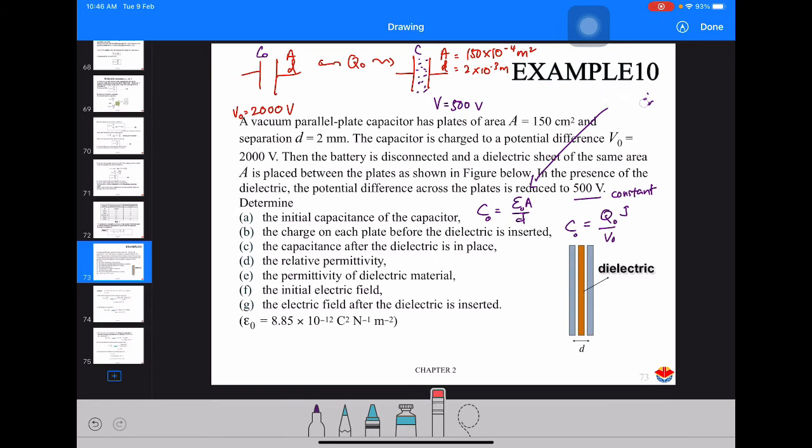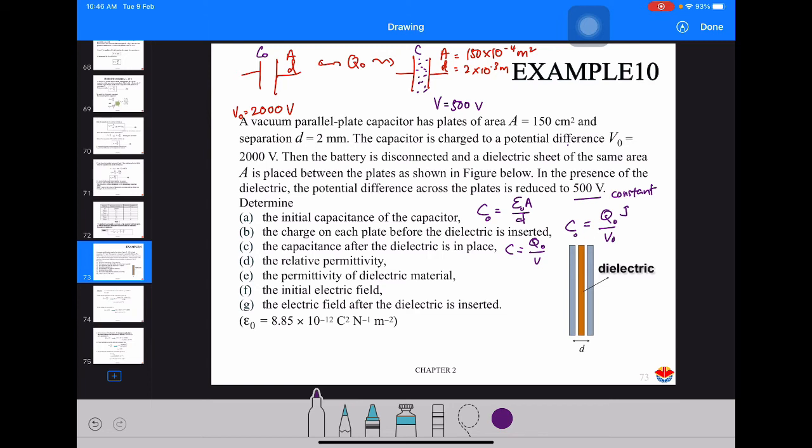But they didn't give you any values on the dielectric constant, so instead you have to relate with the V there. Q remains unchanged, so the new C is equal to Q new over V new. But here the charge remains unchanged, so I can put this as Q naught, which is equal to the values we calculated before, and then you just divide it by 500 and you should get the new C.